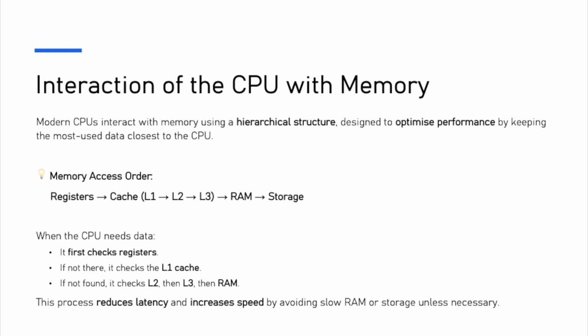Now, often you will get a question which asks, how does the CPU access data? In that particular case, you need to say that the CPU first checks the registers. If it can't find the data in the registers, it will then check the level 1 cache. If it can't find it there, it will then go to L2 and L3 cache. Then it will finally go to RAM. And if it's not in RAM, it will need to be loaded up from the storage. This process reduces latency and increases speed by avoiding the slow RAM or storage unless it's absolutely necessary.